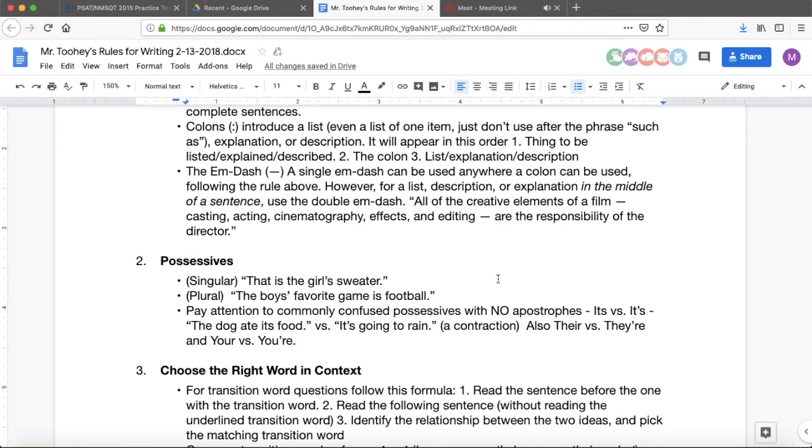That is the girl's sweater. Okay, so we're talking about possession here, and we've got an apostrophe going on. We know we're talking about one single girl's sweater. Okay? And the reason for that is, as I said earlier, the apostrophe denotes possession. So what comes before the apostrophe is in possession, and here that is the girl.